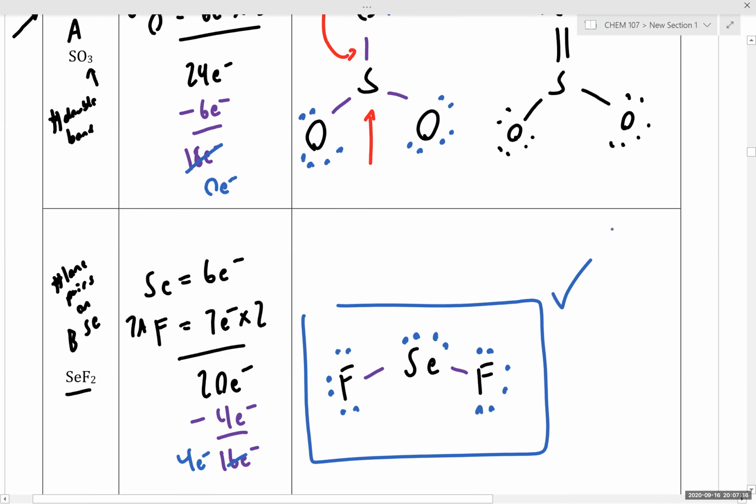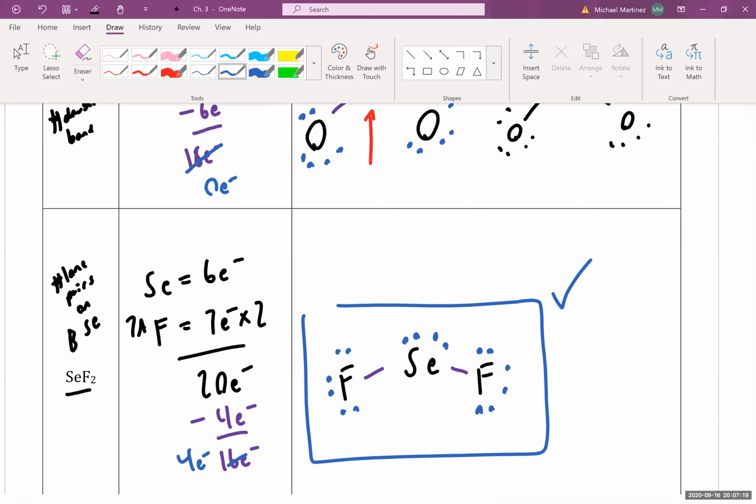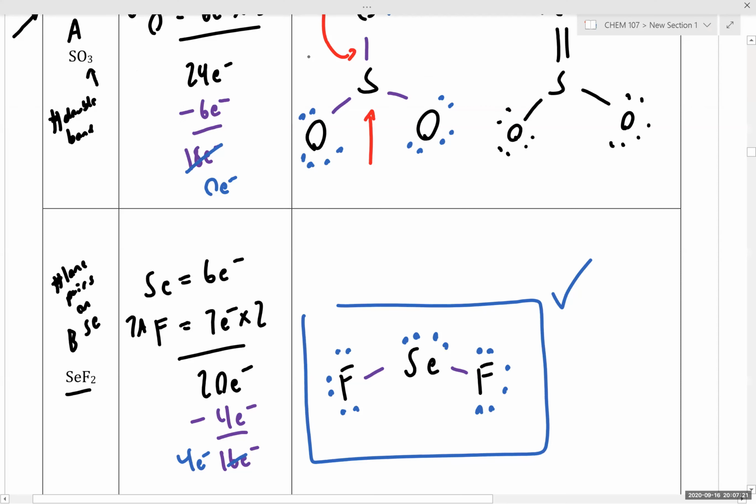Professor, why can't we just take another 2 from each fluorine, so we get a double bond? So for fluorine, we want to make sure that we use up all of our valence electrons. And if we formed a double bond, we would exceed the octet. So we want a maximum of 8 valence electrons surrounding each of our atoms.